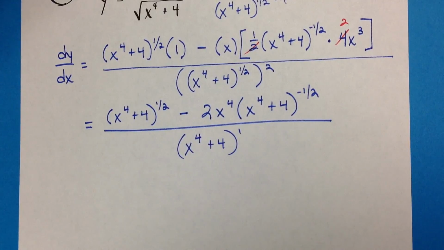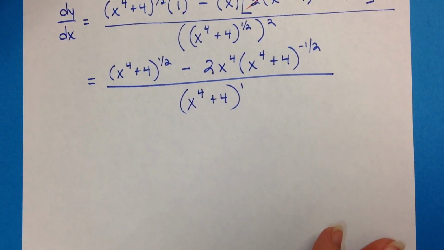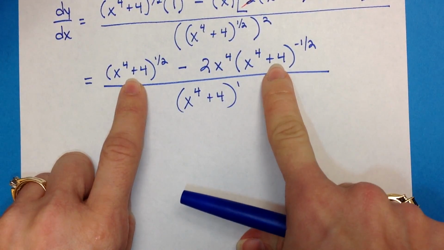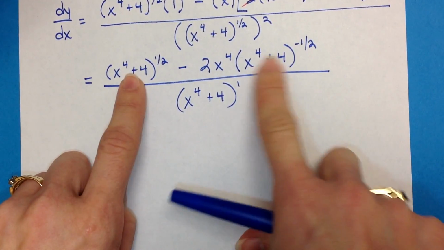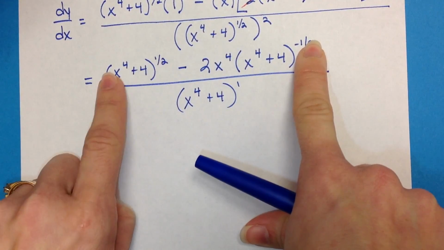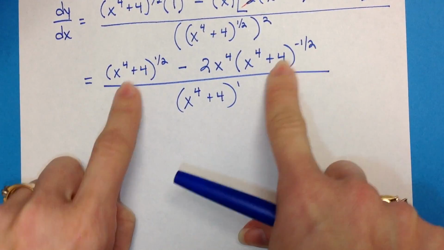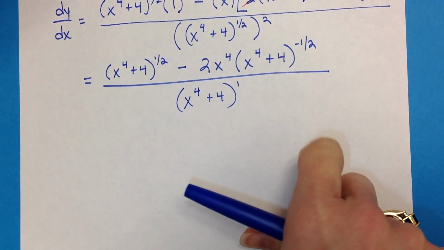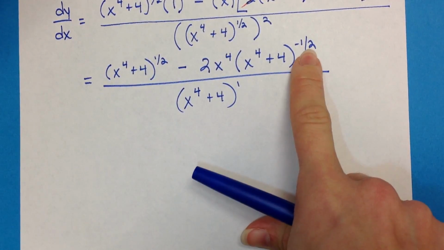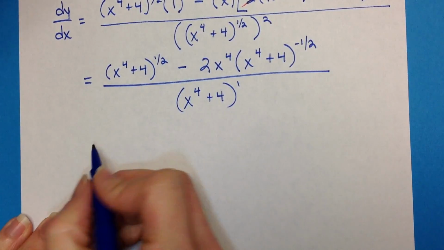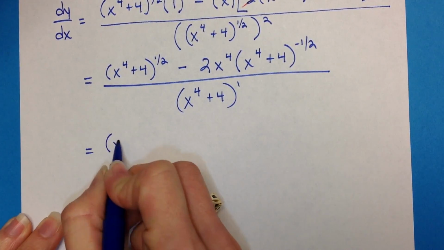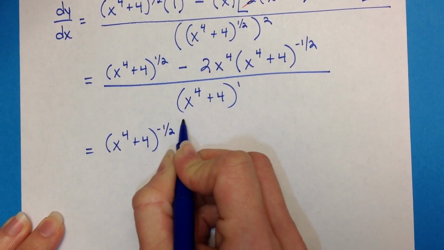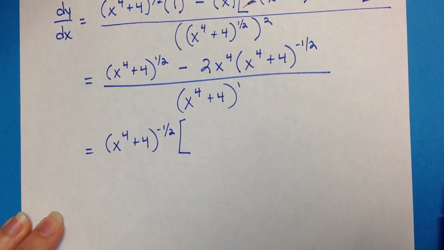Okay? Alright. What you're going to need to do, what we did a while ago, you have x to the 4th plus 4 that's in common. Like all of this is one term, all of this. This is what's in common. So you need to factor that out and bring it out front. Now remember, it's always going to be the smaller exponent, which is the negative 1/2. So you're going to factor out front x to the 4th plus 4 to the negative 1/2. And then you write down what's left over.